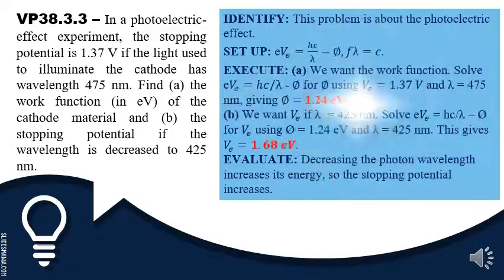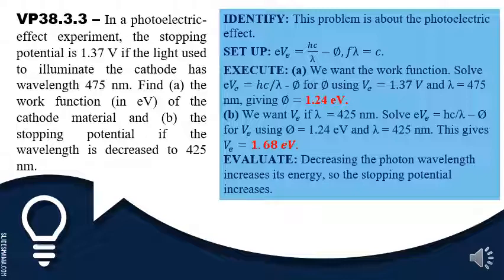So in the IC method, identify: this problem is all about the photoelectric effect. In the setup part, we will use this formula. Execute part, we want the work function, so we arrive at the answer of 1.24 eV. In letter B, we want V_s if lambda is equal to 425 nanometers. So we arrive at the answer of 1.68 eV.